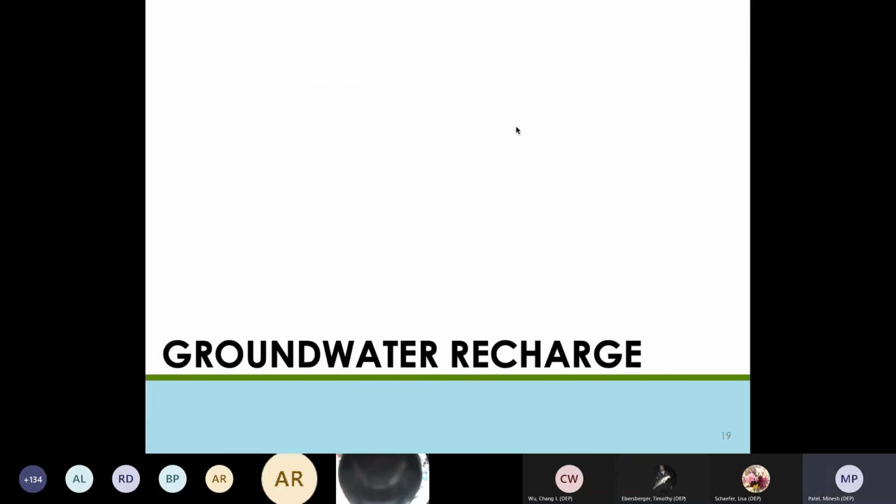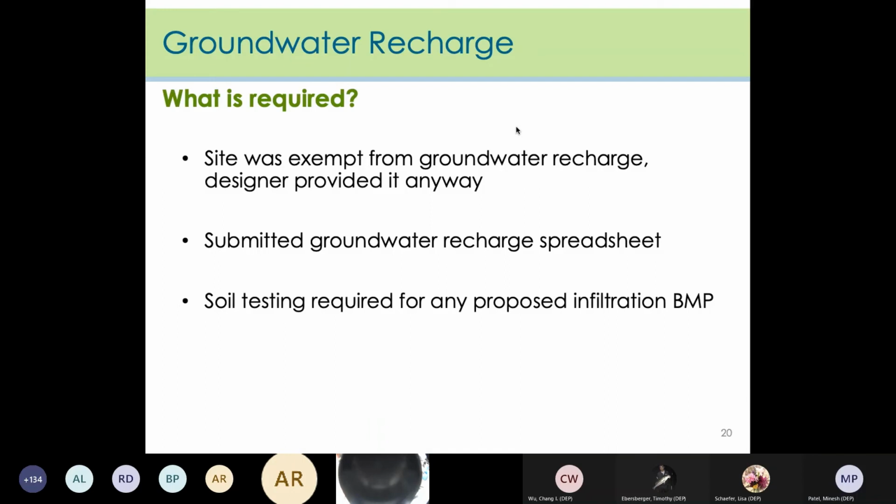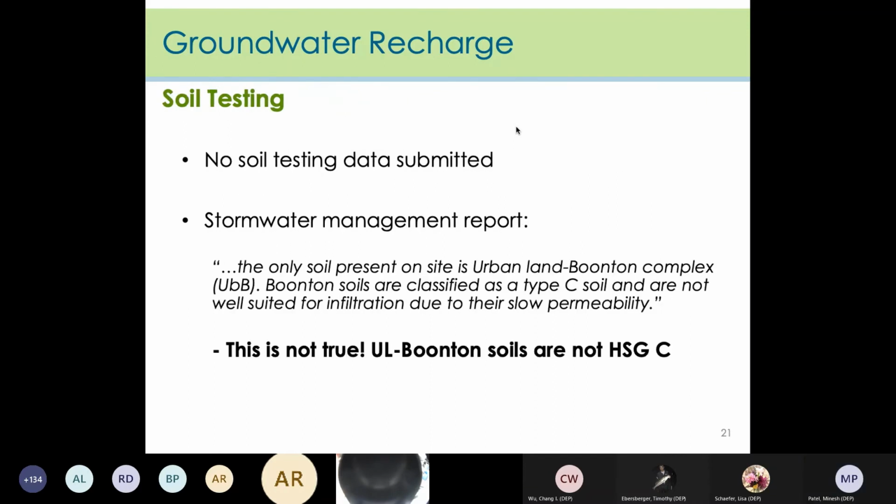So now let's take a look at the groundwater recharge analysis that they provided, even though they didn't have to. As I said earlier, we talked about groundwater recharge, and because of the site being a previously developed area, they didn't have to provide it, but they gave it to us anyway for this infiltration BMP. But in the report, they didn't provide any soil testing data. They kind of just made up facts, actually.